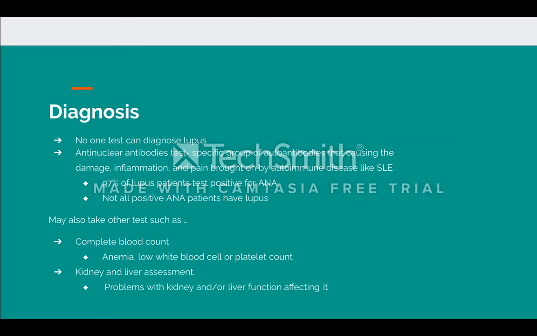This test looks for the presence of a specific group of autoantibodies that can't properly distinguish the difference between self-healthy cells and the opponent cells that they should attack, causing the damage, inflammation, and pain that we see about autoimmune diseases such as SLE.